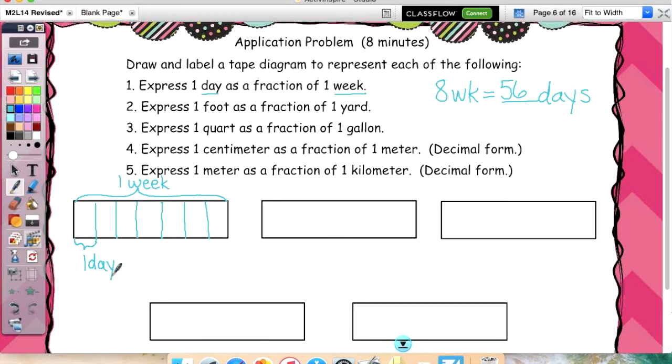Oh, Van's here. Oh, good. 1 day equals, are you ready for this? It's a fraction. If I shaded this in, it would equal 1/7.